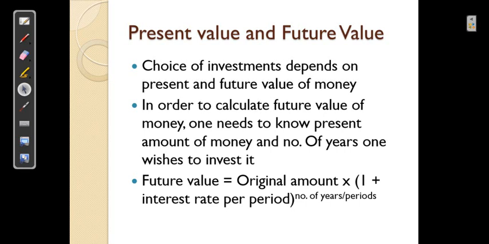So that is your judgment. Mostly you have a choice for how much money you want to invest and how many years or how many months you want to invest that money. So future value is equal to original amount into 1 plus interest rate per period, the whole raised to number of years or periods. In short, F stands for future value, P stands for original amount, so P is the present value, multiplied by 1 plus I, the whole raised to n.